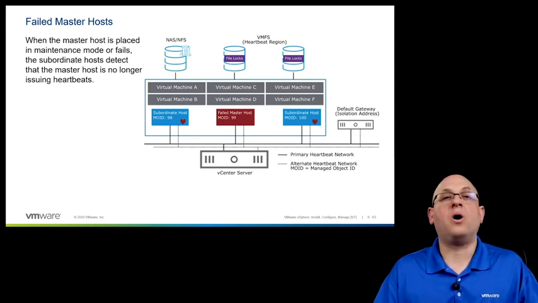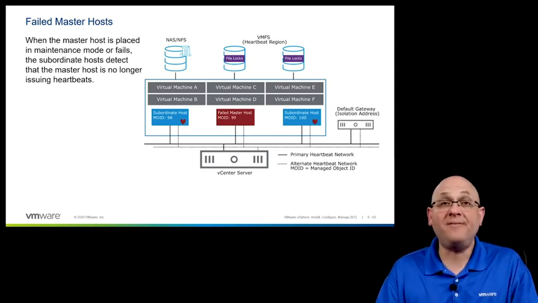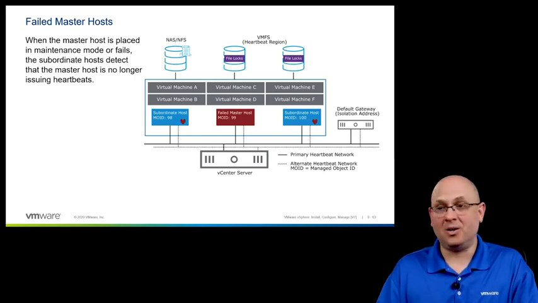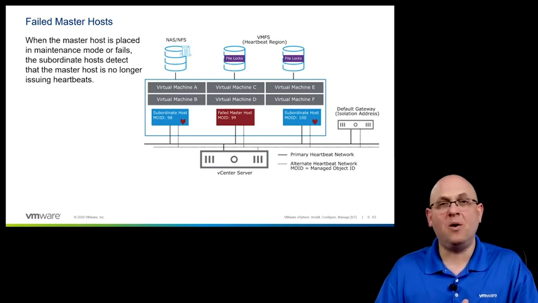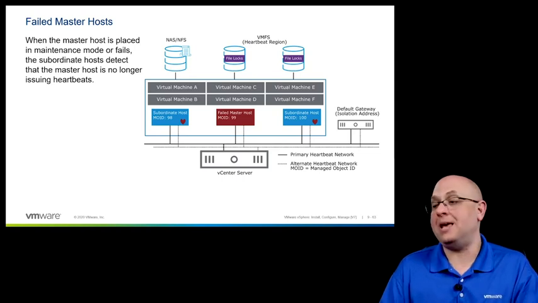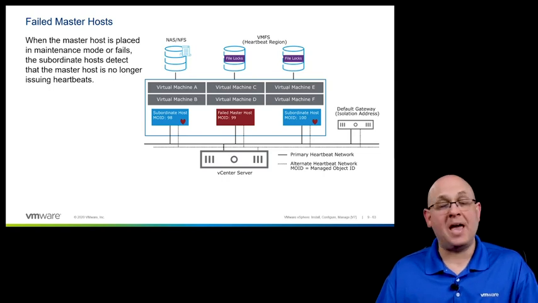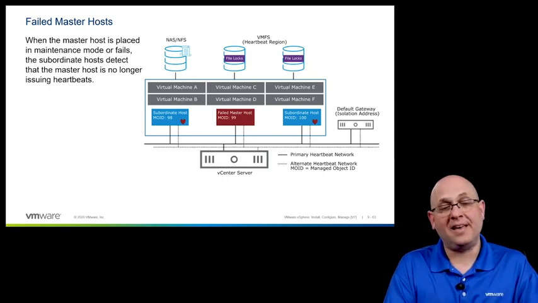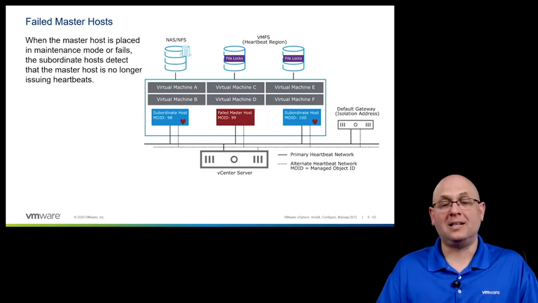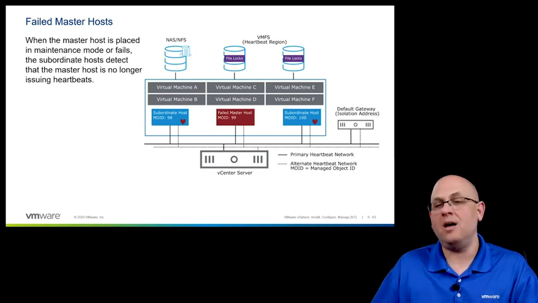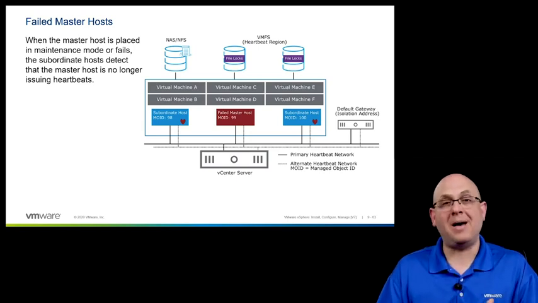It will check what we call the isolation address, which by default is our default gateway. So this newly elected master host will ping the default gateway. And you can actually set up additional IP addresses to be isolation addresses as well. Okay? So it pings the default gateway, and in the event that the master actually has failed and the network is not isolated, then it will receive a ping response from the default gateway. It will know that it's supposed to be the master, and it will restart the appropriate virtual machines.